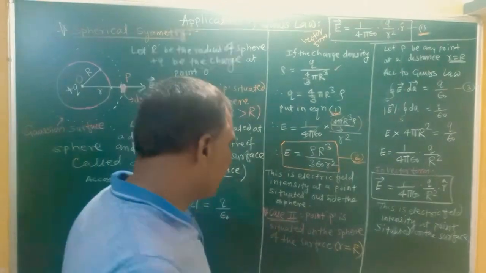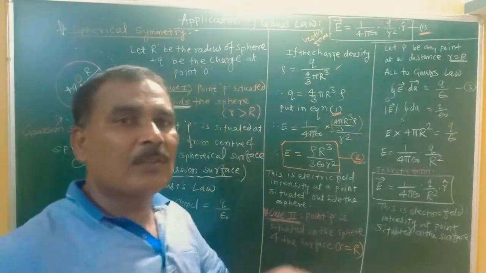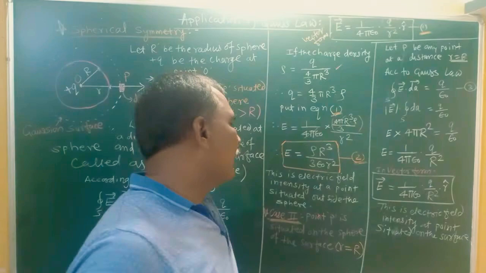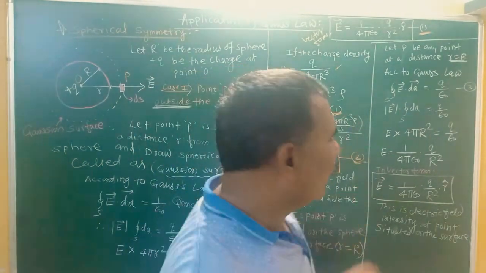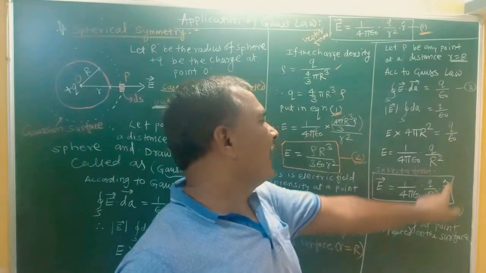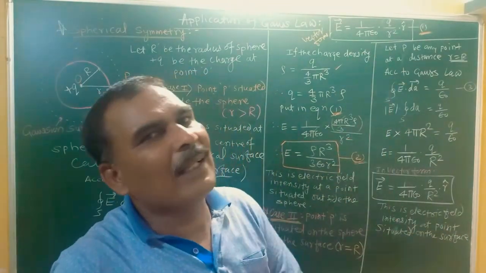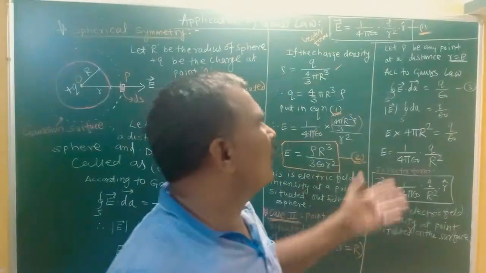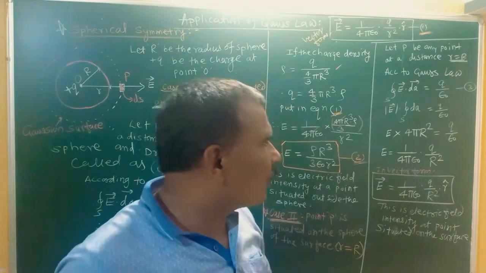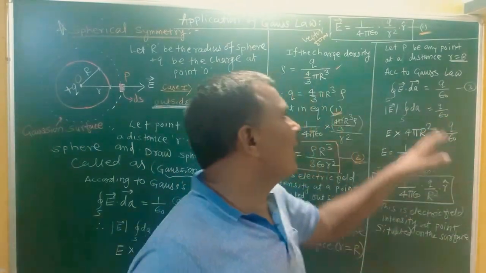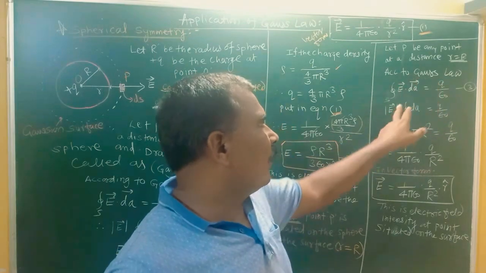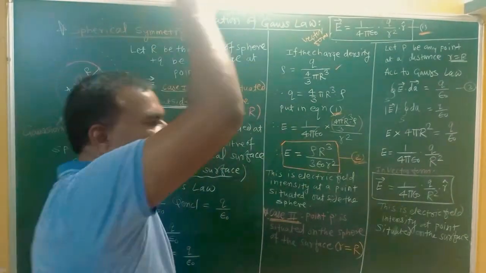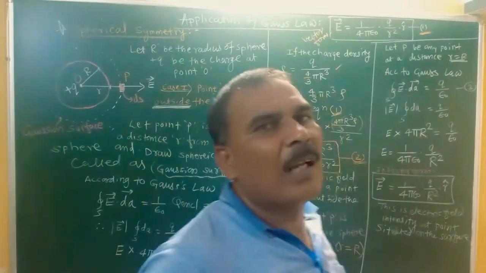After that we have to study case number 2, when the point P is situated on the boundary. At that time small r is equal to capital R. We get one more formula, only replacing small r by capital R. Let P be any point at a distance small r equal to capital R. According to Gauss law, the surface integration of E bar dot dA bar is equal to Q upon epsilon 0. The magnitude of E bar is E, and the surface integration of dA we consider over the whole surface, where small r is equal to capital R.